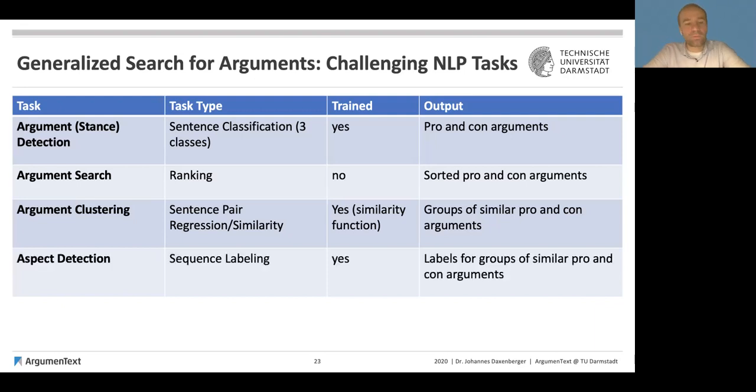And then finally, we also label the groups of arguments, and we use a task called aspect detection for that. This task is a sequence labeling task because we want to extract meaningful sequences, so meaningful words or n-grams from the arguments, and these sequences are used to label a group of arguments in the end so that you don't have to read through all of the arguments. This again is a supervised task because we have training data for it.